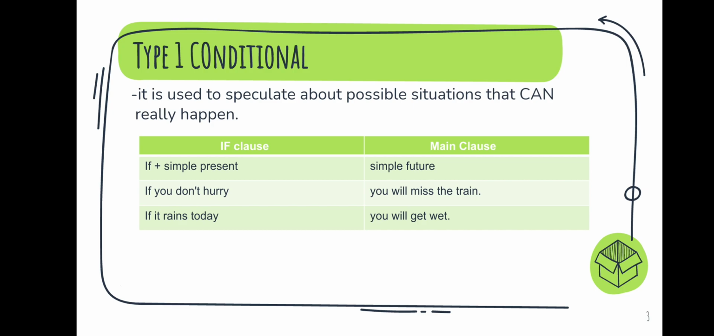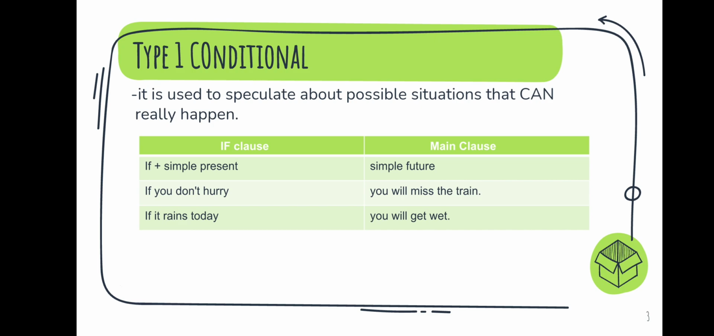And in type 1 conditional sentences, the time is the present or future and the situation is real. So we have here the example, if you don't hurry, you will miss the train. That is an example of a real situation. And the other example, if it rains today, you will get wet. And that is another real situation, by using the tense simple present and using the conditional if.